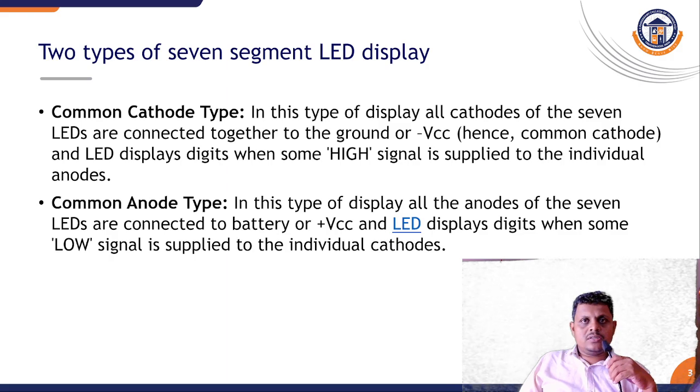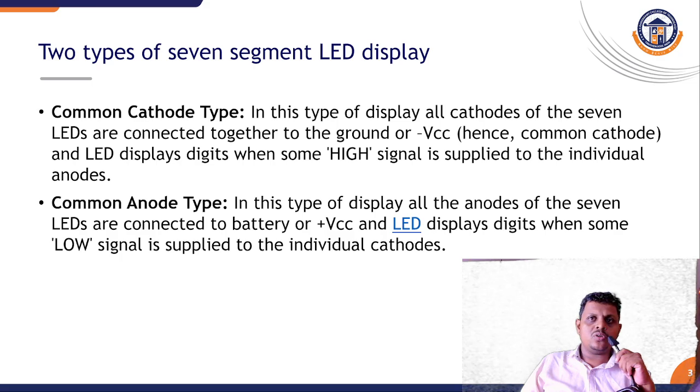Next, there are two types of 7 segment LED displays. The first one is the common cathode type. In this type of display, all the cathodes of the 7 LEDs are connected together to the ground or minus VCC. Hence, common cathode, and the LED displays digits when a high signal is supplied to the individual anodes. So this is the common cathode type.